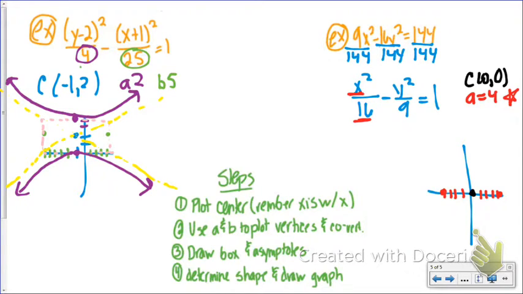Then we're going to find our co-vertices. These are going to help us draw our box. So the co-vertices, I'm going to use b, square root of 9, which is 3. It's next to the y, so I go up and down 3. Then I'm going to draw my box.